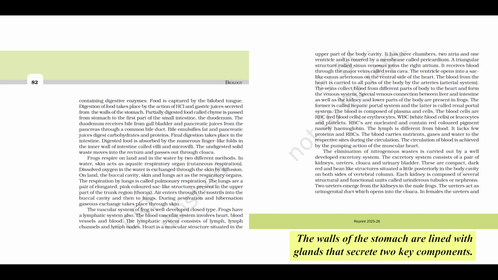The walls of the stomach are lined with glands that secrete 2 key components: hydrochloric acid, HCl, which creates a highly acidic environment, essential for killing bacteria and denaturing proteins, and gastric juices, which contain protein-digesting enzymes like pepsin. The muscular churning of the stomach, combined with these secretions, converts the ingested food into a partially digested, semi-liquid acidic mixture called chyme. The chyme then slowly passes from the stomach through a valve into the duodenum.